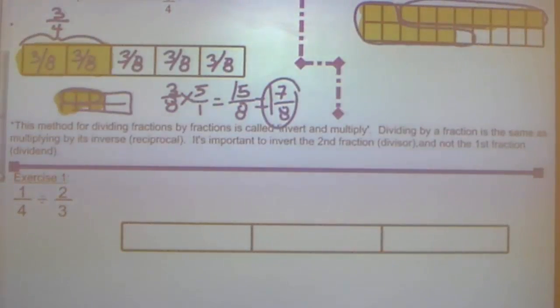This method for dividing fractions by fractions is called invert and multiply. Dividing by a fraction is the same as multiplying by its inverse, or reciprocal. It's important to invert the second fraction, which is the divisor, and not the first fraction, which is the dividend.